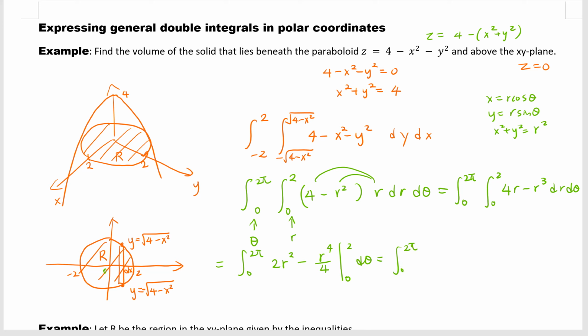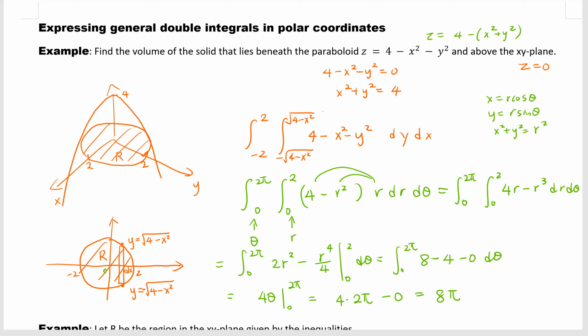And here we plug in 2 squared, 4 times 2, 8, 2 to the 4th, 16 over 4, 4. When we plug in 0, it's just 0, and then d theta. So you can see it's 4. So the integral of 4 with respect to theta is just 4 theta, evaluate from 0 to 2 pi. So we plug in 2 pi, minus we plug in 0. So the answer is 8 pi. See, much easier than calculating these square roots, right?